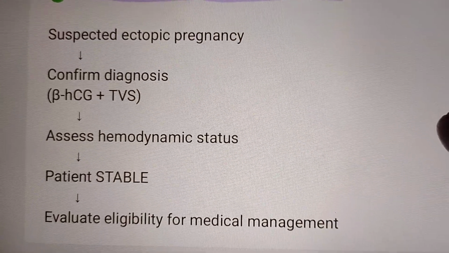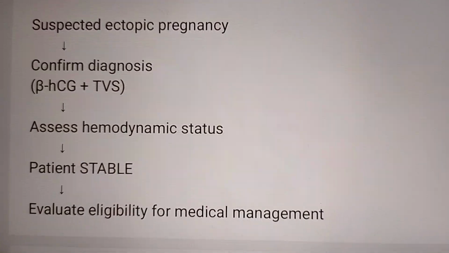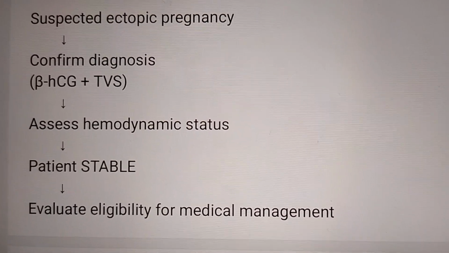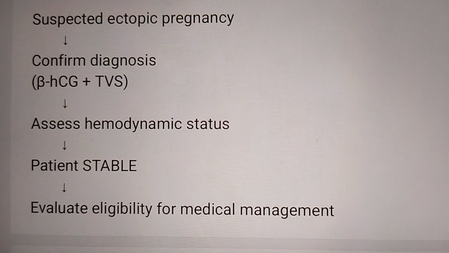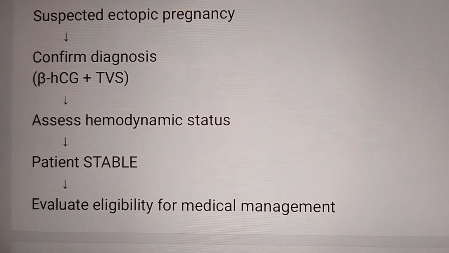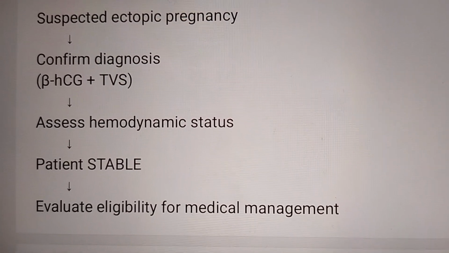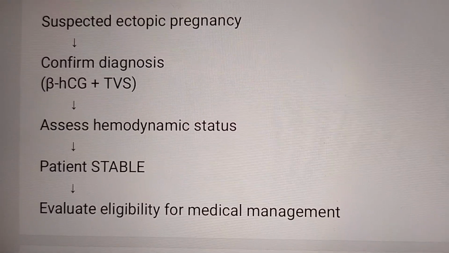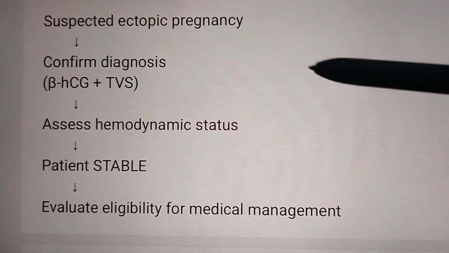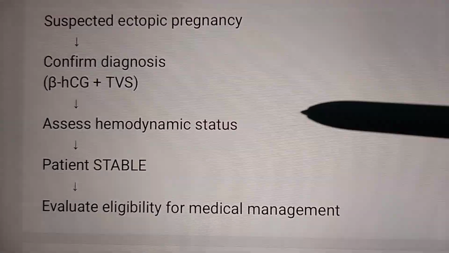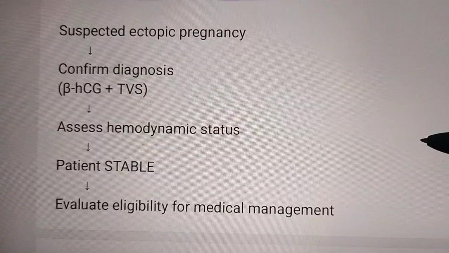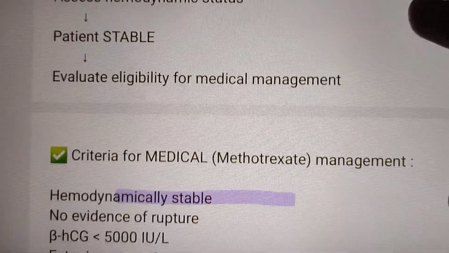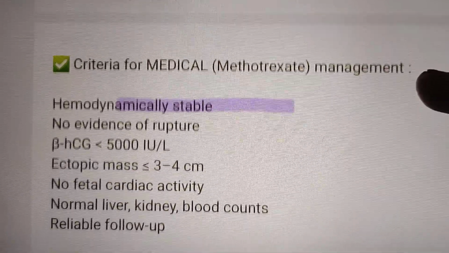Now management of ectopic pregnancy. In unruptured ectopic pregnancy, we do medical management and surgical management. Then there is expectant management, in which we wait and watch, but today it is not preferred. So coming to medical management: confirm the diagnosis with beta HCG and transvaginal ultrasound. Assess the hemodynamic status. If the patient is stable, then they are eligible for medical management.